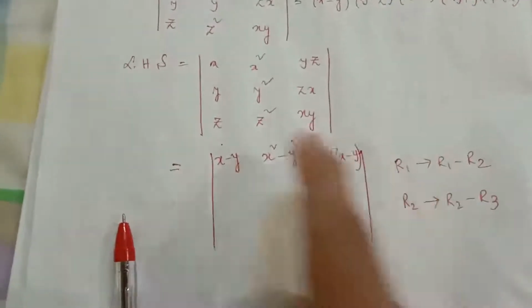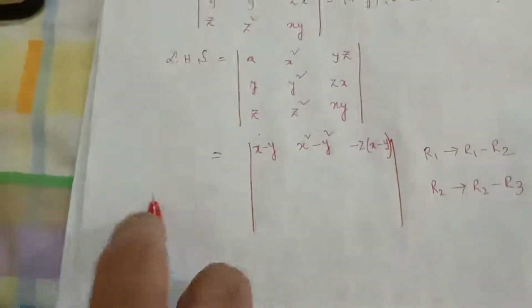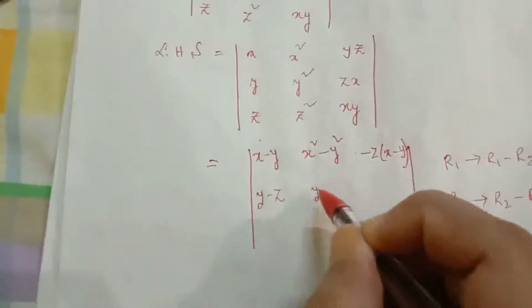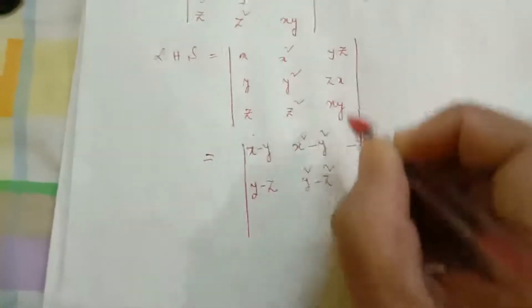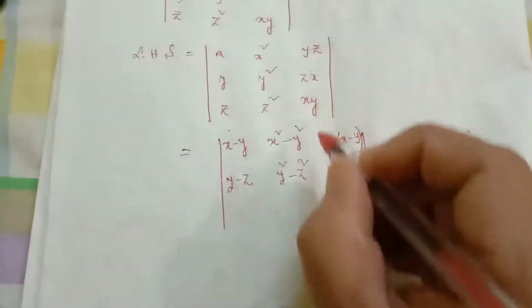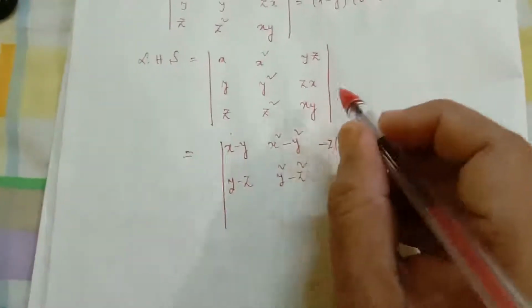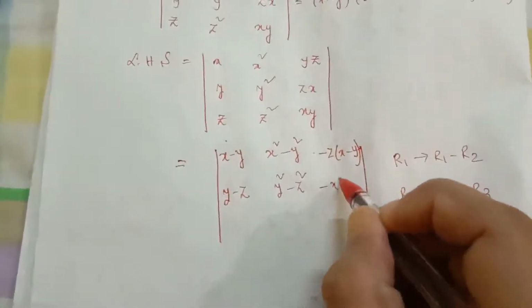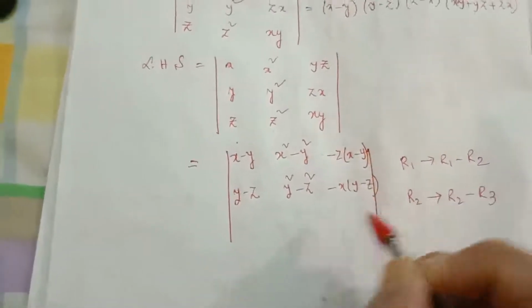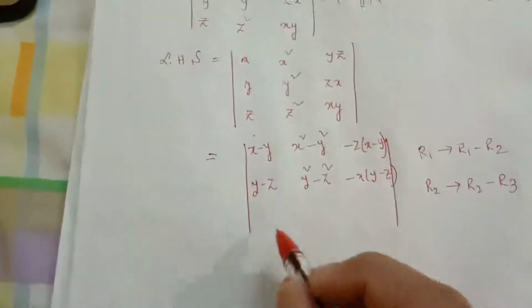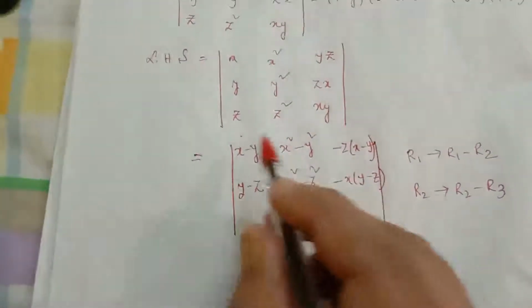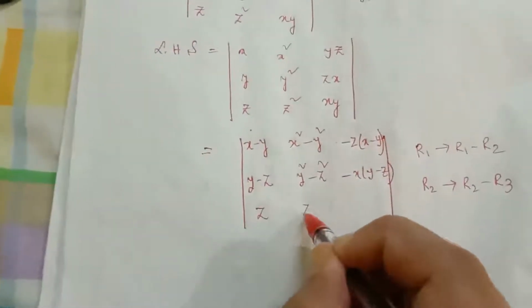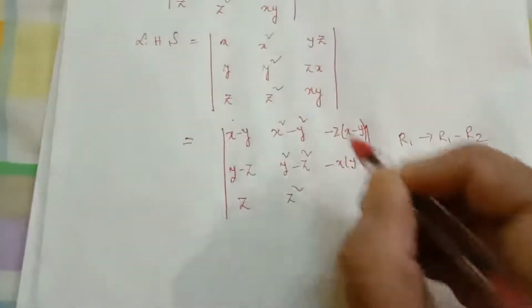Next, replacing r2 by r2 minus r3, what will we get? This will become y minus z, y square minus z square. And if we take zx minus xy, so if we take minus x common, this will become y minus z, this minus this. You can see r1 and r2 have changed. Now this will remain as it was in the last step.